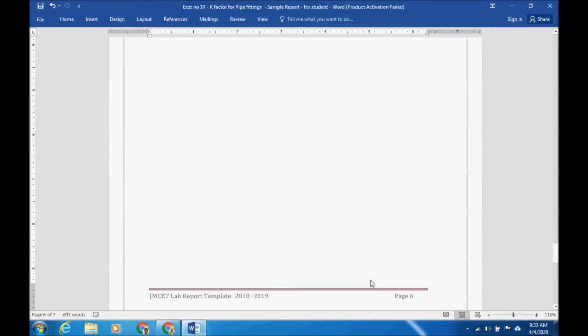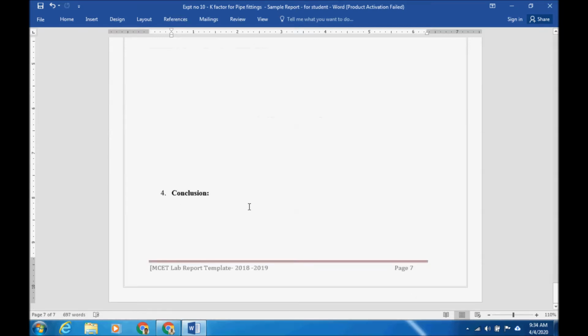So this is about the sample calculation, and plot the graph between K factor versus Reynolds number for gate valve, globe valve, whatever you have. Write the x-axis, y-axis. Now on the x-axis, what is it? We are going to change the velocity. Velocity is related with Reynolds number, so Reynolds number will be on the x-axis. On the y-axis, we are going to calculate the K factor, so K factor is on the y-axis.